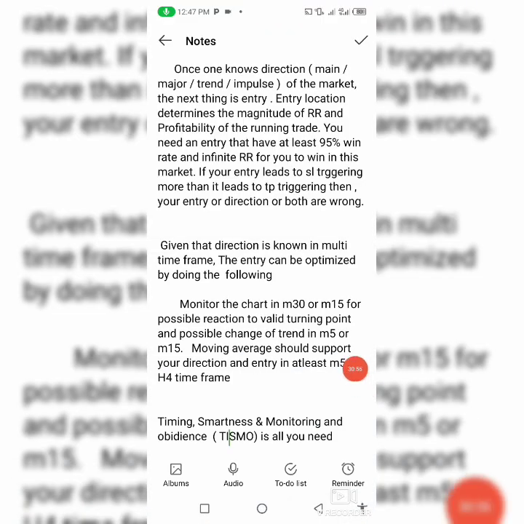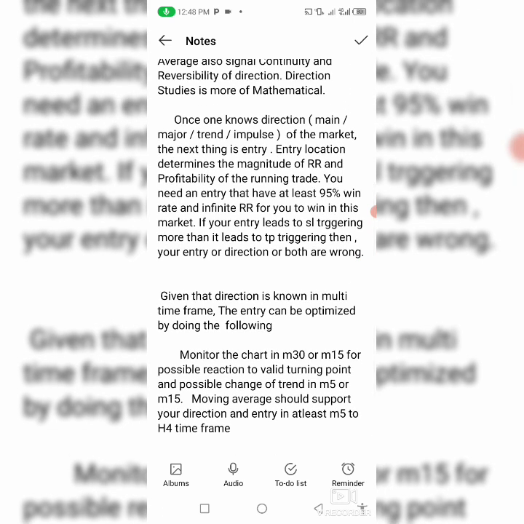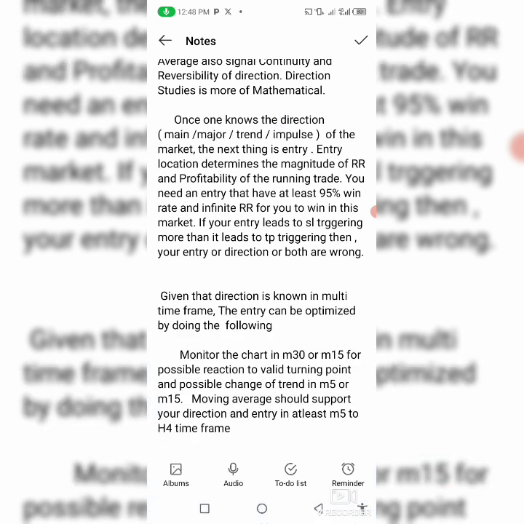If you go to the document, I made mention of something which I'm going to review. Okay, you notice that I say there's something very important here. Once one knows the direction, the direction we are talking about is the measure, the trend, the impulse of the market. So the direction you need is the direction that is following the bigger direction, that is following the banks and the big investors.